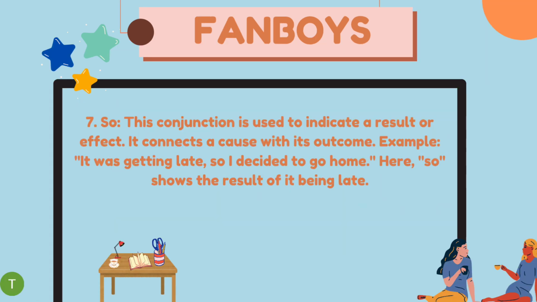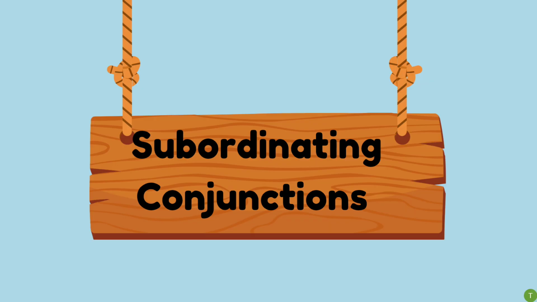The last one is so. This conjunction is used to indicate a result or effect. It connects a cause with its outcome. Example: it was getting late, so I decided to go home. Here, so shows the result of it being late. Coordinating conjunctions are now complete.